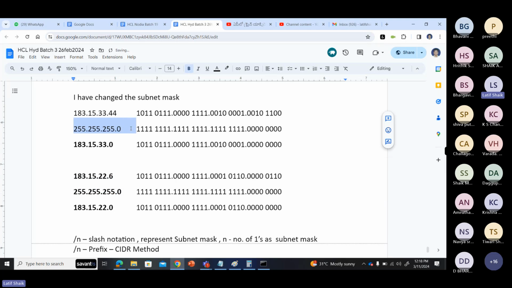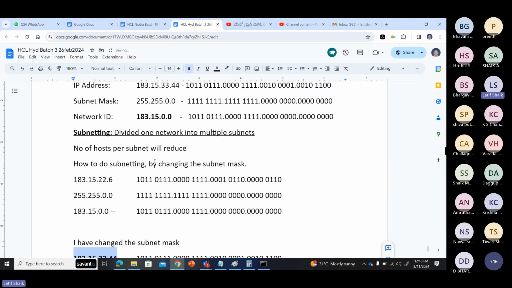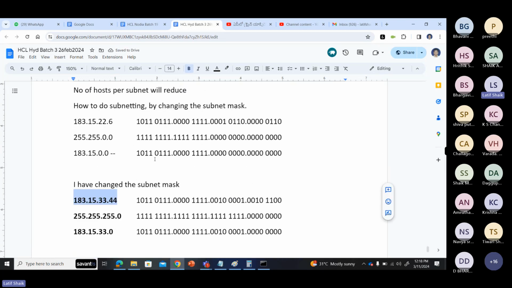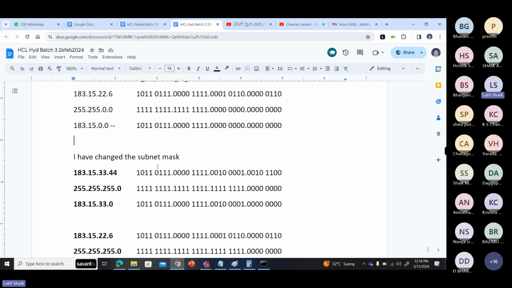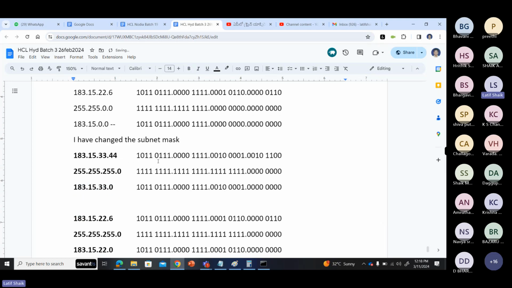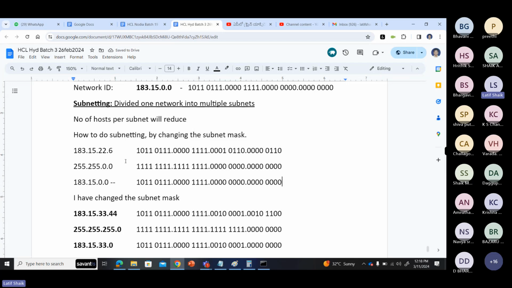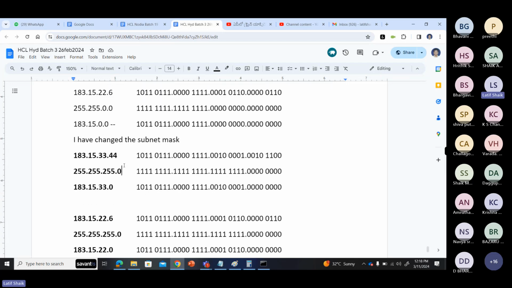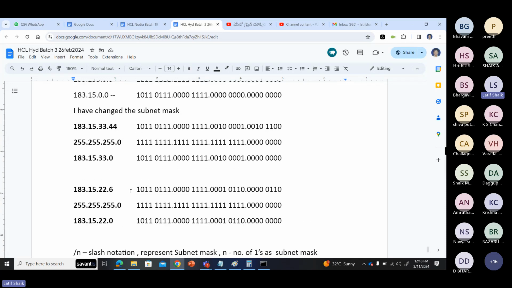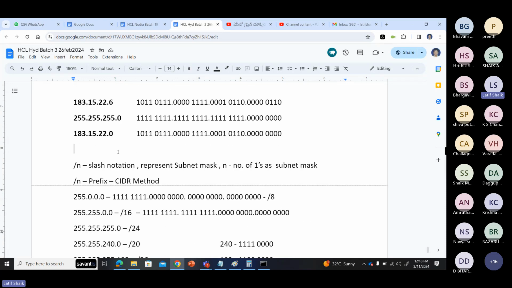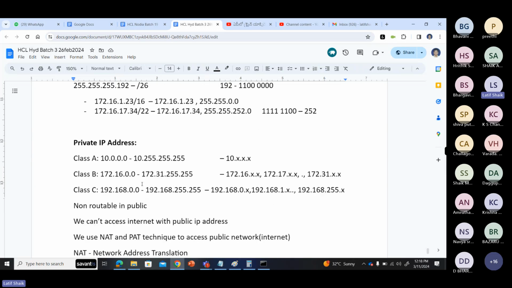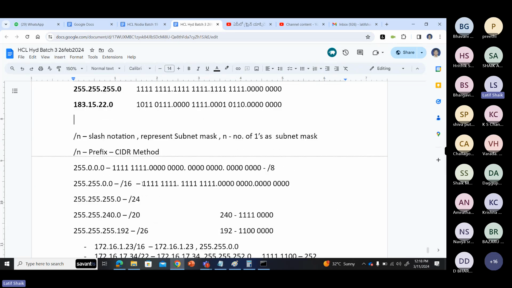Guys, understand? So I am dividing a network into multiple subnets. When you divide a network into multiple subnets, automatically the host portion will be different. And if you change the subnet mask, the network ID will also be changed. I said I will finish off this part, then we'll take the next one.